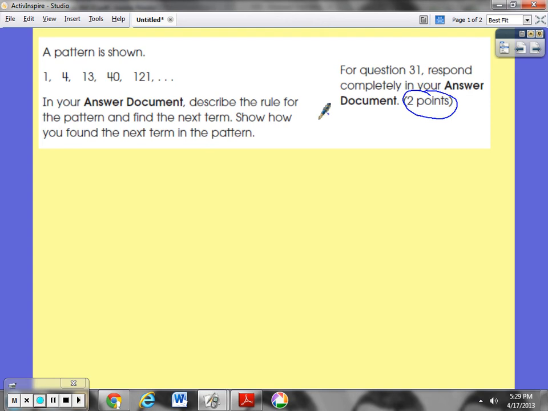Now that I've read it, I'm going to pull it apart, deconstruct it, and analyze it more closely, box in some verbs, underline what the verbs tell me to do. Here's my pattern: 1, 4, 13, 40, 121. First thing I notice is they're all getting bigger. Typically to make numbers bigger, I would do one of two operations. Remember, you can do these same things on a test. I would either do some addition or some multiplication, or maybe a combination of both.